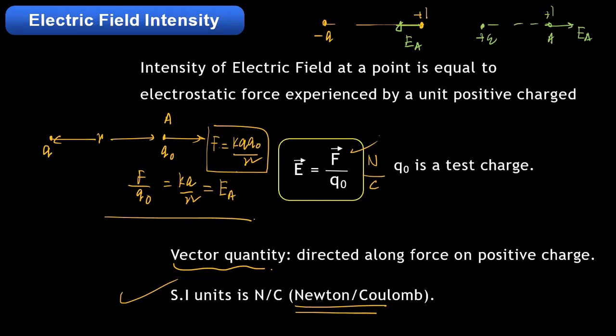For the positive charge, the field should be away from the charge, because the arrow is outward at the charge. But for the negative charge, it is toward the charge. So the direction is different. So electric field is a vector quantity. It has direction and the unit is Newton per Coulomb. So once I know the value of electric field at any particular point, how to calculate the force? Force can be calculated based on E into Q naught. So electric field multiplied by charge will give the force.